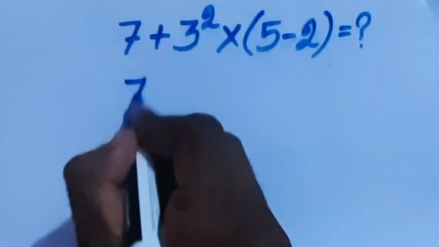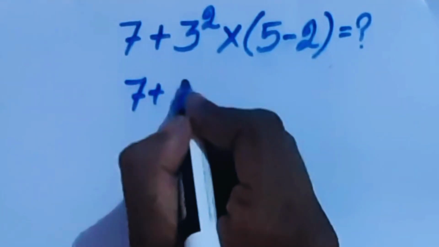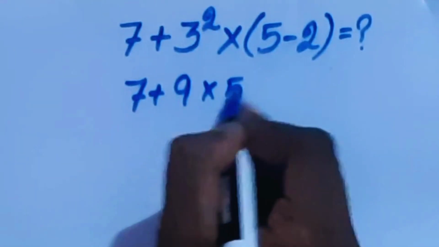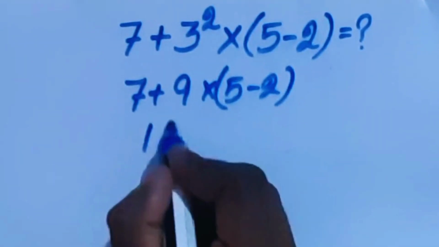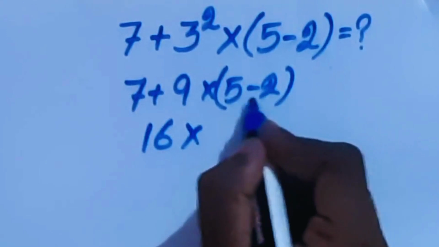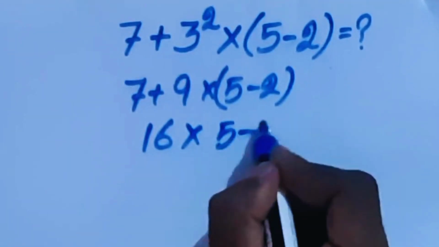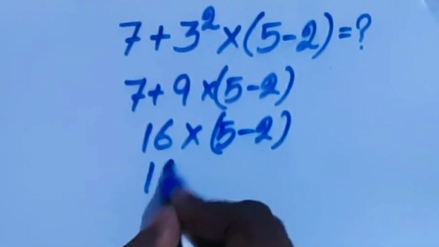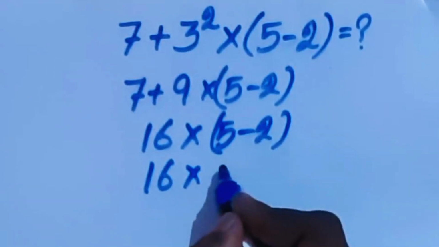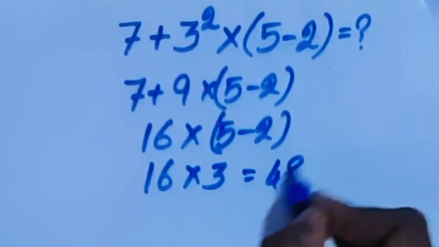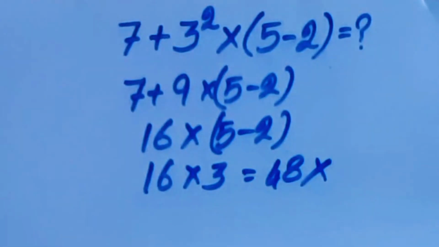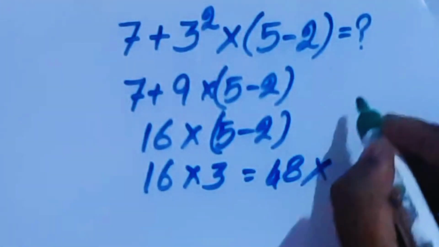I guess here 7 plus 3 power 2 is 9 times 5 minus 2 in bracket. Here 7 plus 9 is 16 times, here 5 minus 2 in bracket. Now 16 times 5 minus 2 is 3. Here 16 times 3 is 48, which is the wrong answer. As per this order of operation, this 48 is the wrong answer.